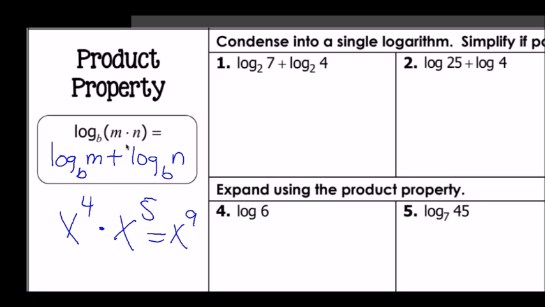How would I condense this then into one single logarithm? So I would have log, the base is going to stay the same. So log base 2 of what? What do I do with the 7 and the 4? You multiply them. So it would be 28.